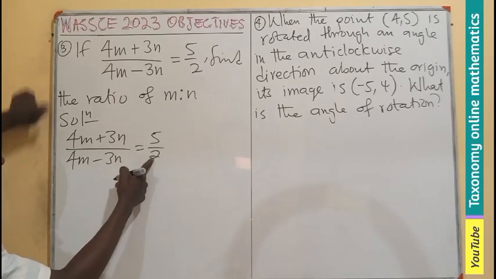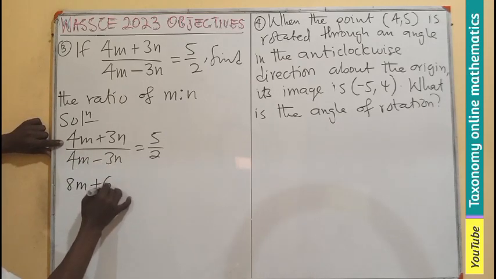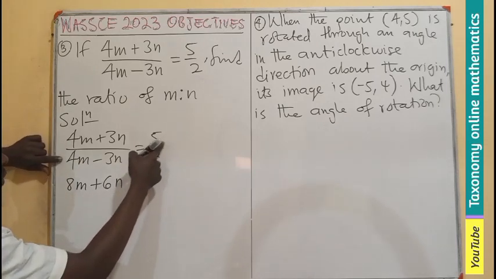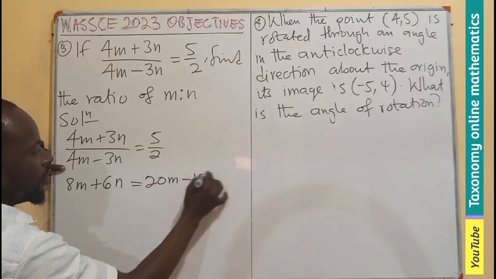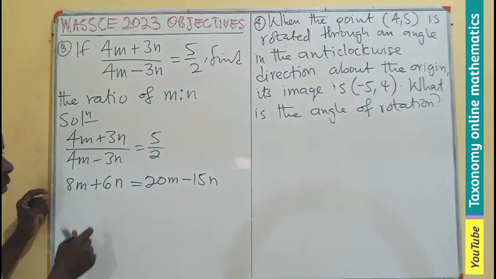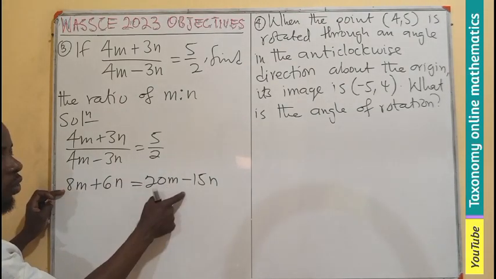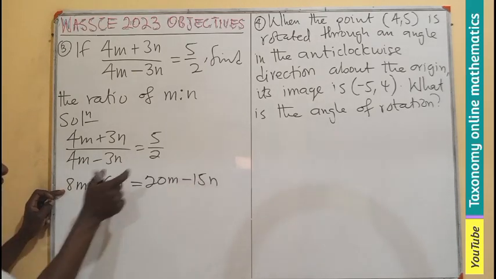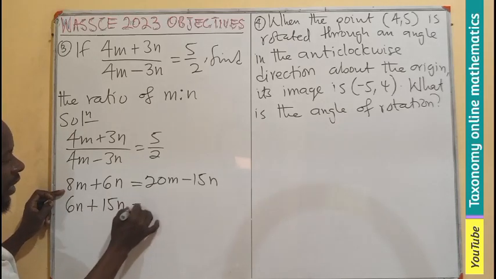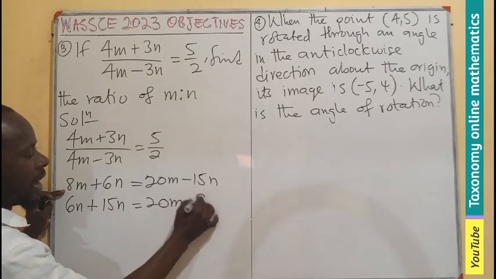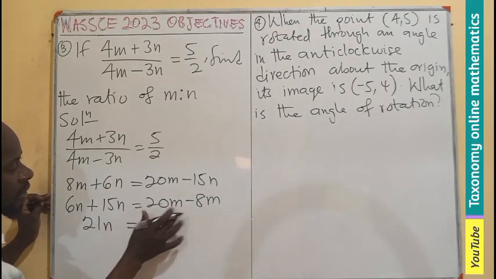By cross multiplication, 2 multiplying the whole of this, that is going to be 8M plus 6N equals 5 multiplying the whole of this, 20M minus 15N. I think grouping of like terms will take place here. I am seeing 8 being smaller than 20, so I will transpose the 8 to go there. Then the 15 as negative comes here to become positive. So 6N plus 15N equals 20M minus 8M. I believe this will give us 21N equals 12M.